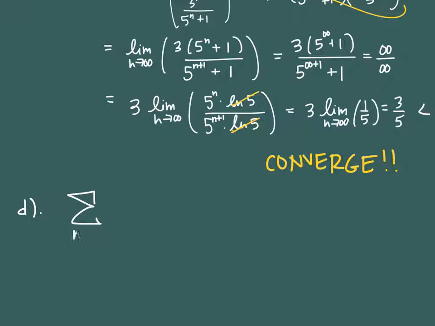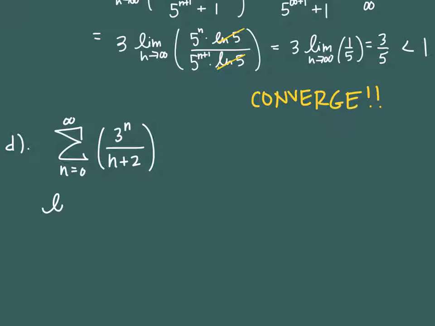All right, the sum from n equals 0 to infinity of 3 to the n over n plus 2. So we'll take the limit as n approaches infinity because it has an exponential in it. So I'm going to do 3 to the n plus 1 over n plus 1 plus 2, over 3 to the n over n plus 2.